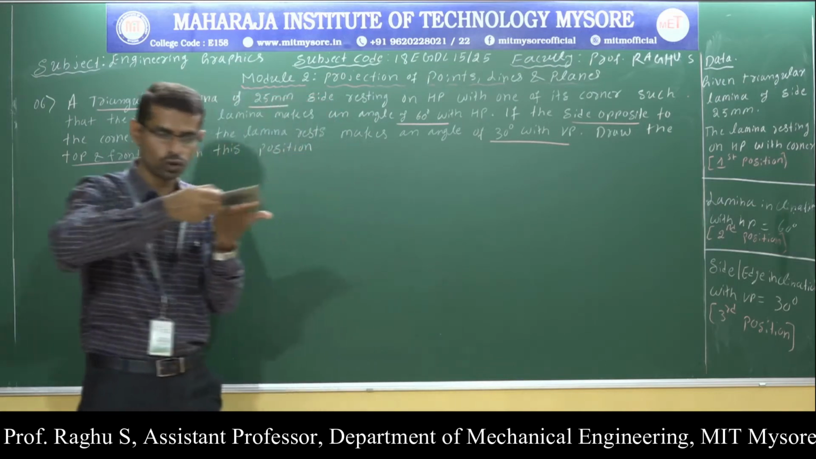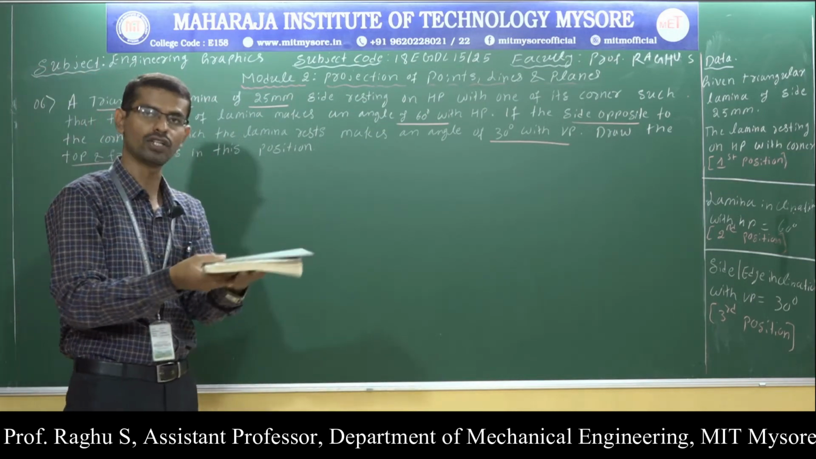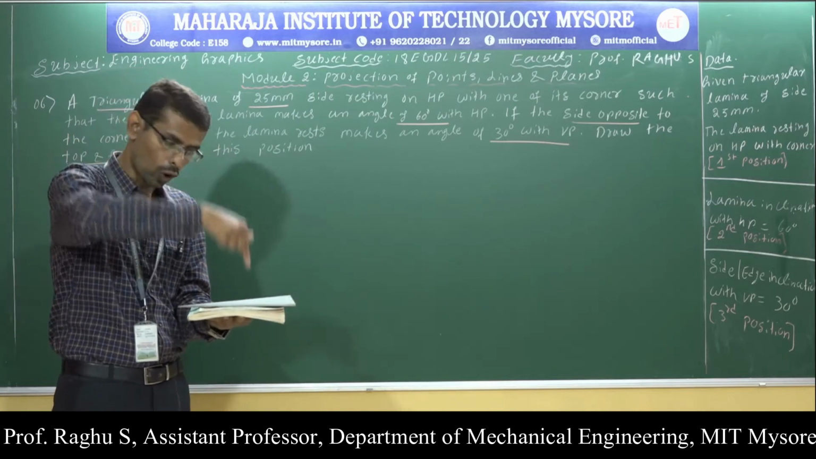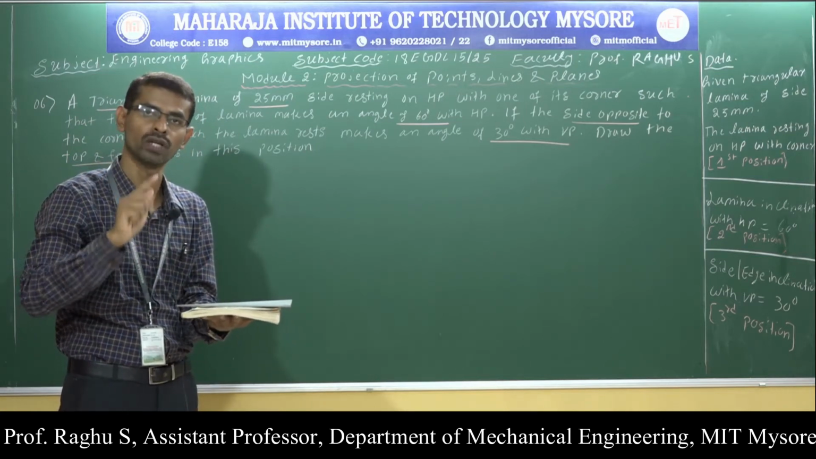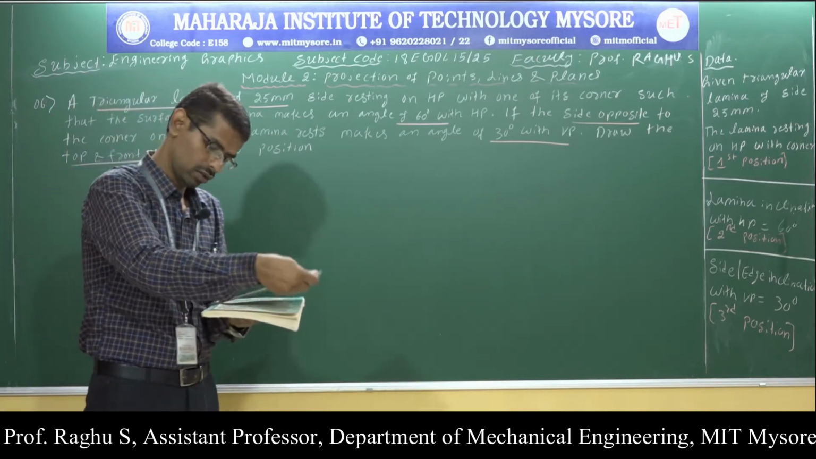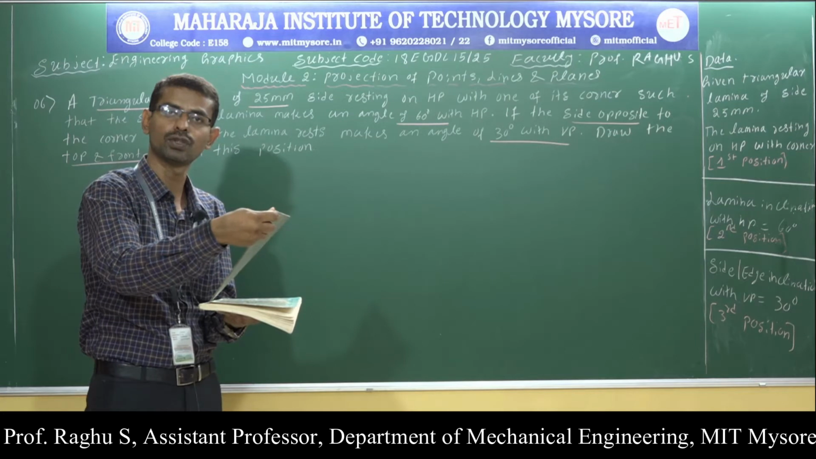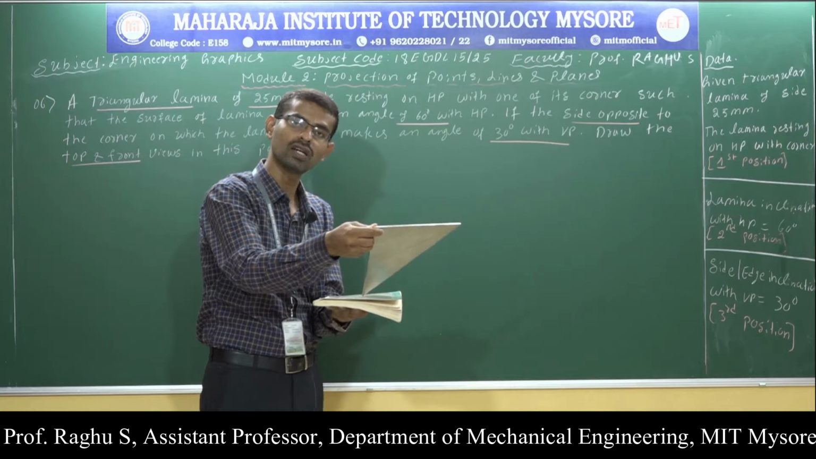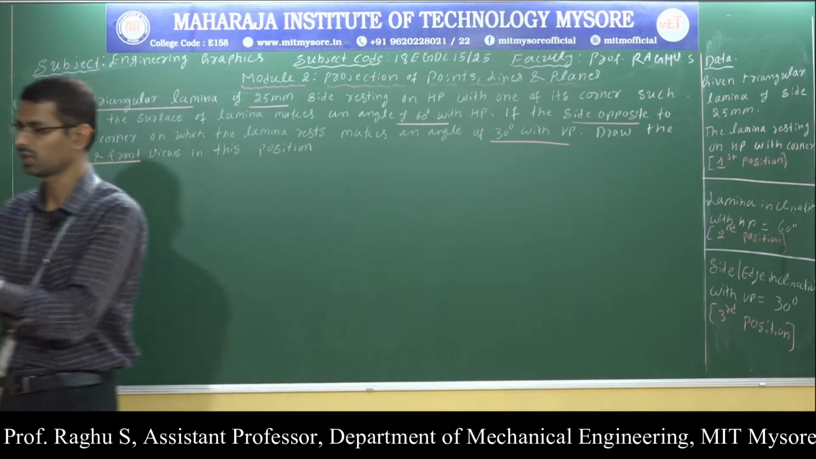The procedure: first, place the lamina completely on HP. Then draw the front view and top view. Here in the top view I am going to see the true shape. Always start the first position with the true shape. Next, tilt the lamina such that it makes an angle of 60 degrees with HP. Next, tilt the lamina such that the side opposite to the resting corner makes an angle of 30 degrees with respect to VP. The procedure is like this, as usual.